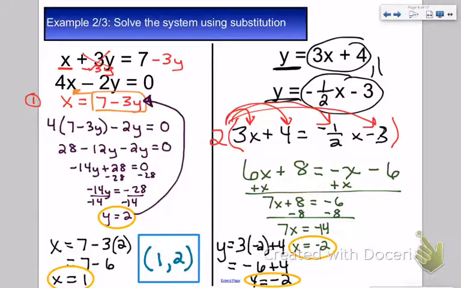And last but not least, I need to write it as an ordered pair. My x is negative 2 and my y is also negative 2. And we could check those algebraically back in.